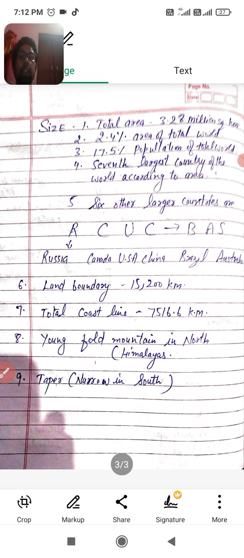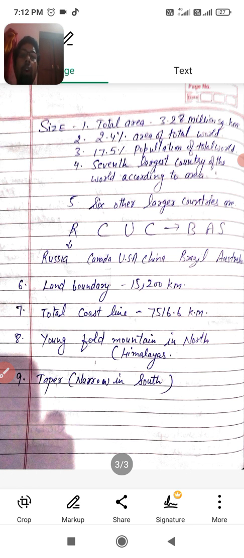And the third point, 17.5% of the population of the world lives in India. And the next point, India is the 7th largest country of the world according to area. And you know which are the 6 other countries. The next point is based on this point. So these are the 6 other countries.